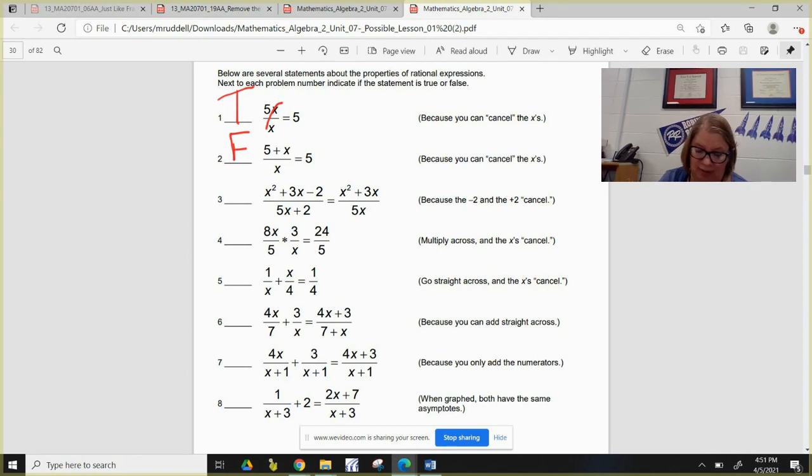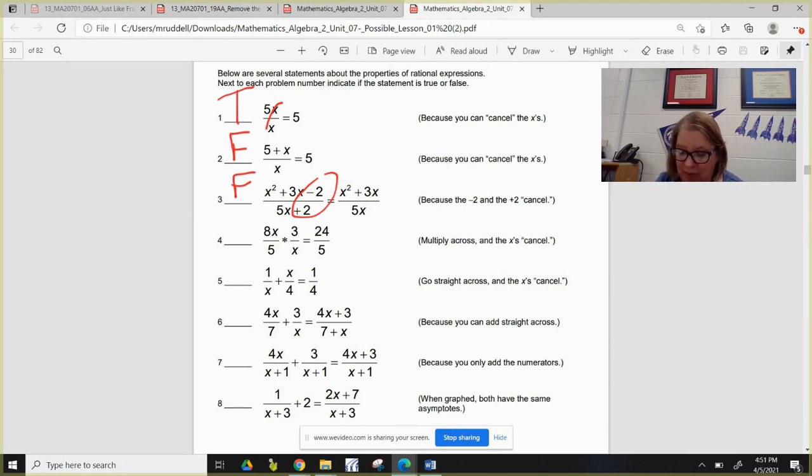Okay. Number 3. It says this is true because we can cancel the -2 and the +2. You want to think of the addition or subtraction sign as tying those terms together, and you cannot simplify one term that's added or subtracted without simplifying all of the terms. So this is false. You can't cancel those out.